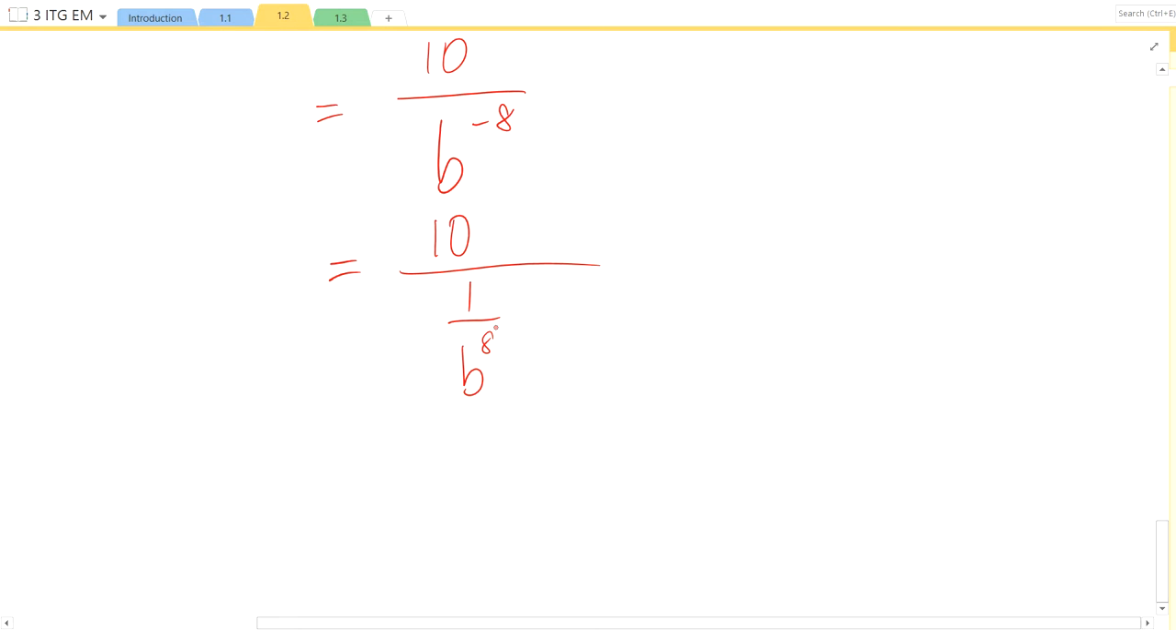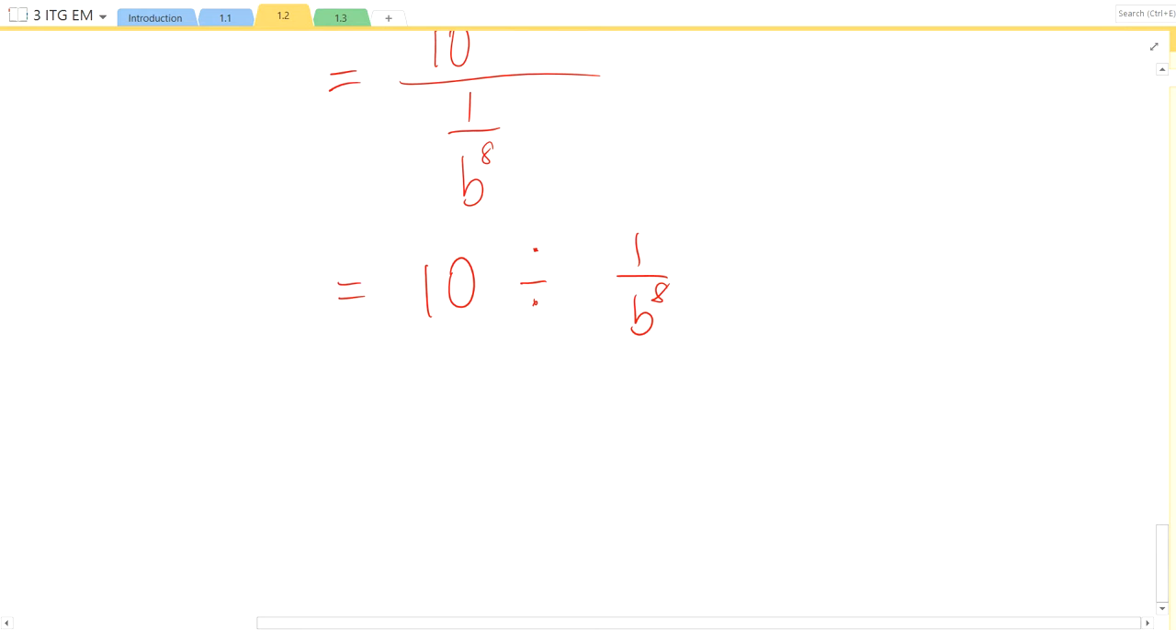So I've got a fraction inside another fraction. You do realize that fractions are simply divisions, right? So what I actually have is 10 divided by 1 over b power 8. Yes? All agree?